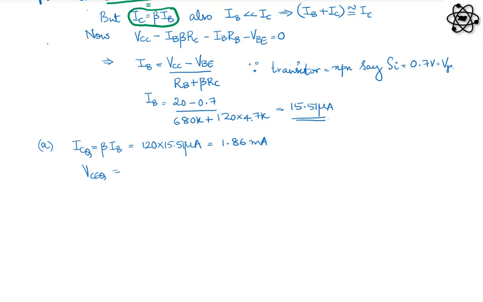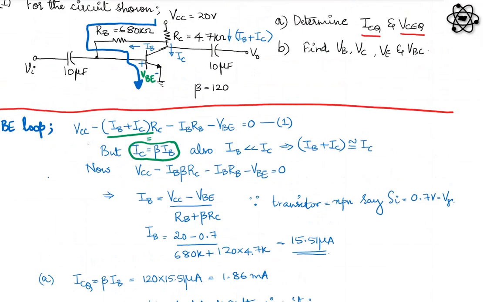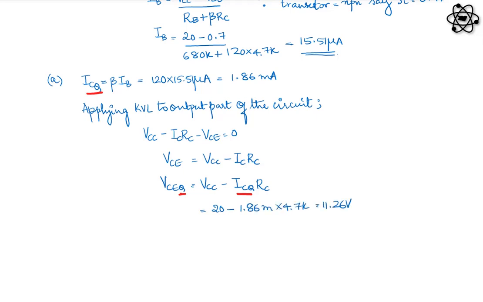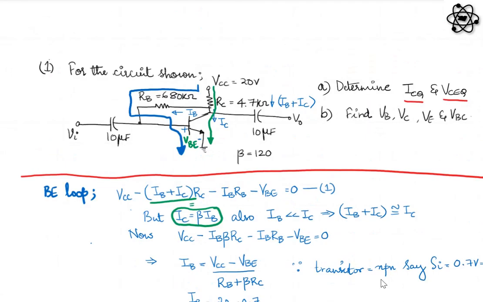Now applying KVL to the output part of the circuit, which I am denoting by the green color. That is VCC minus ICRC minus VC equal to 0. Because I am considering the values at the Q point, I have denoted it as VCQ and ICQ, and this gives me a value of 11.26. Now I need to compute different voltages. So I will redraw the circuit and name the different voltages at various points.